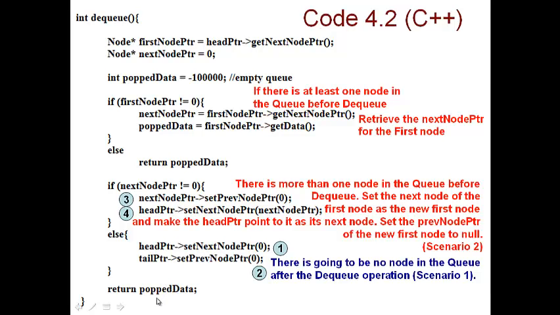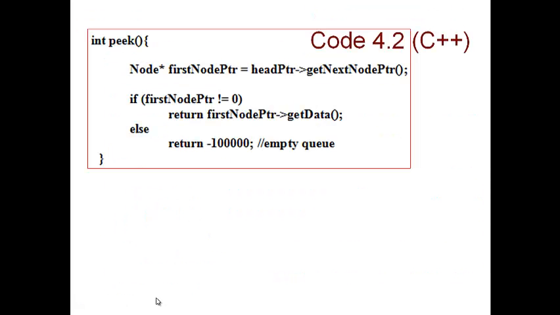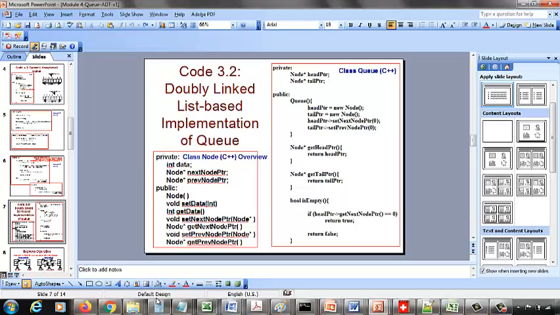Then you come out of the if-else block and return the pop data, which is the data of your first node. The peek operation is similar to this. All you have to do is get the address of the node next to the head node, which is the first node pointer, and then check if first node pointer is null. If it is null, then return a junk value indicating that you're trying to peek from an empty queue. If first node pointer is not null, then return the data of that first node. Okay, so we are done.